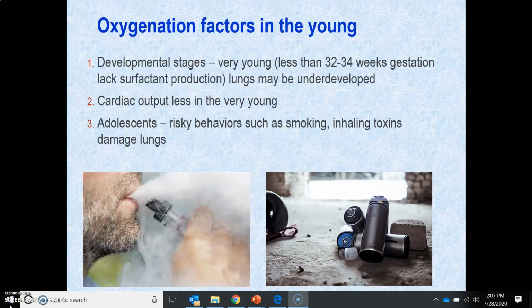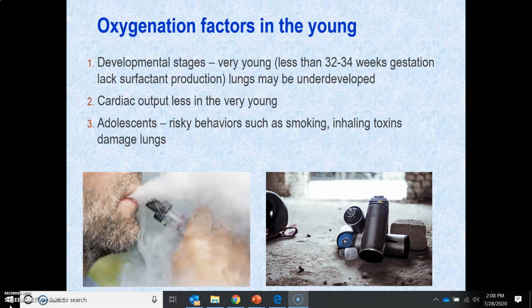So some factors that impact oxygenation, just like anything else, range from our age and developmental status to environment and whatnot. So from a developmental stage, our very young, less than 32 to 34 weeks gestation, there's a lack of surfactant production. So the lungs might be underdeveloped. Their cardiac output is less when we're very young. And then adolescents, as we all know and remember, often participate in risky behaviors, smoking, choose your smoke, be it cigarettes, marijuana, others, and they inhale toxins.